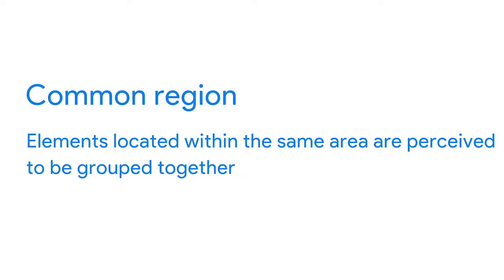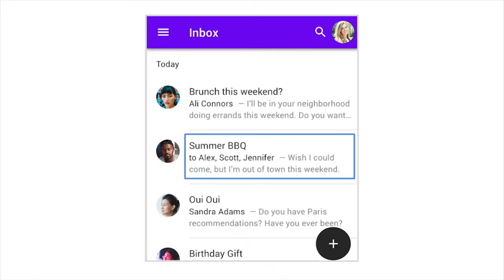Let's examine one more principle, common region. This principle states that elements located within the same area are perceived to be grouped together. Let's think about this principle in our Gmail wireframe. The divider line creates a border around each email, so the subject line, email recipients, and email content appear to be grouped together. Here's the takeaway. You can use borders in your wireframes to group elements together.